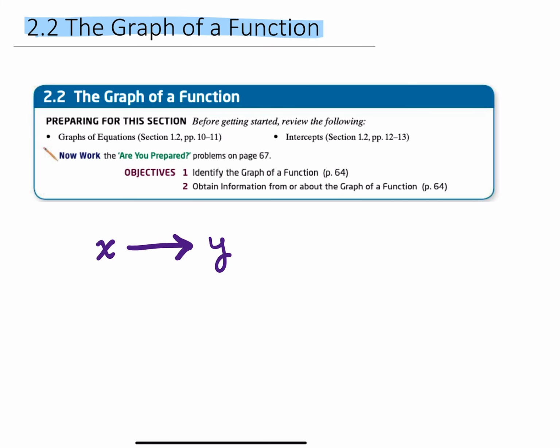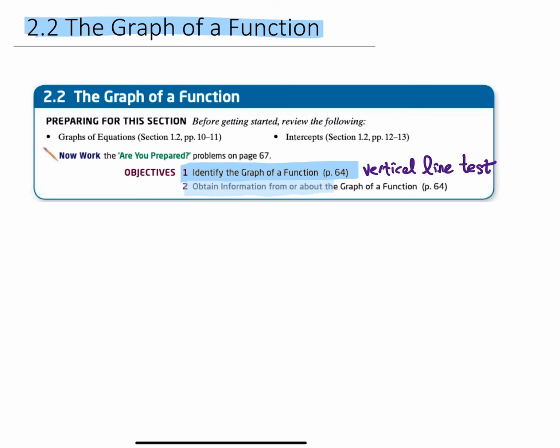Okay, this was a quick section. This was 2.2, looking at the graph of a function. So we identified when a graph represents a function. Remember, that was the vertical line test. And then we did a little bit of light functional analysis by obtaining some information about the graph of a function. All right, that'll be it for this video, and we'll see you next time.